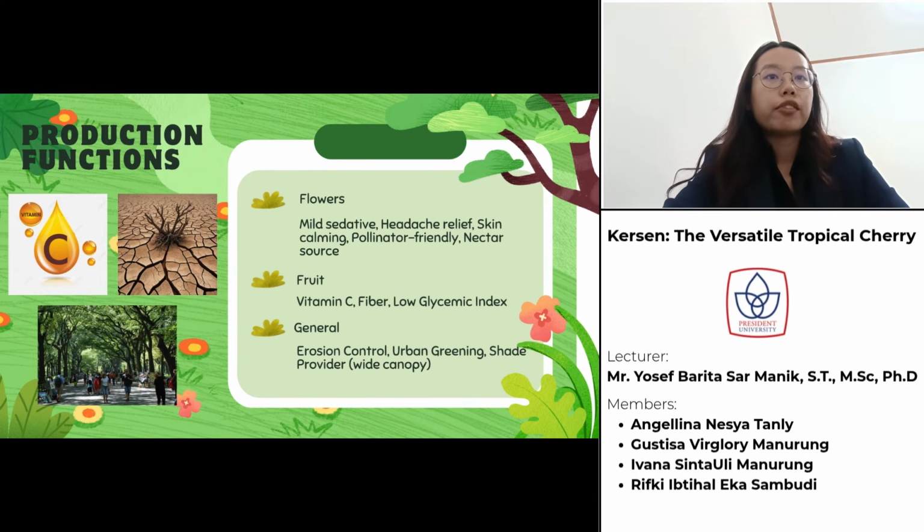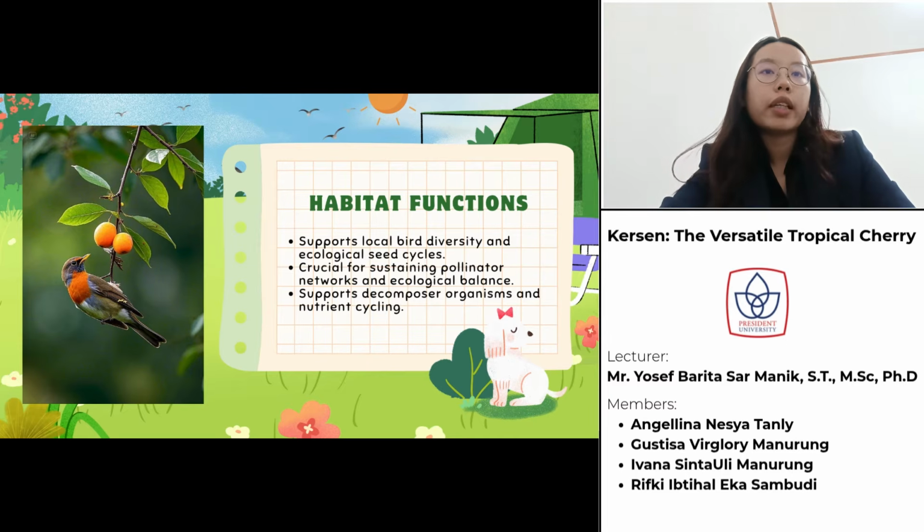The Carson tree is a great plant for urban greening, erosion control, and providing shade because it has a wide canopy. The Carson tree also plays an important role in supporting the environment. It helps support the local bird diversity by giving them food and shelter, and also pollinator networks like bees and butterflies. Lastly, it also contributes to nutrient cycling by providing organic matter like fallen leaves and fruits, which help the decomposer organisms to improve the soil health.